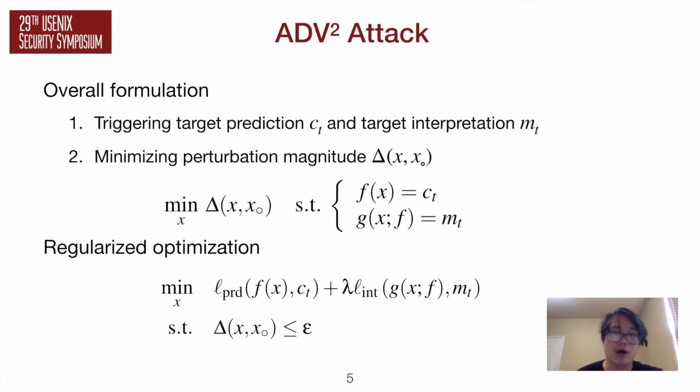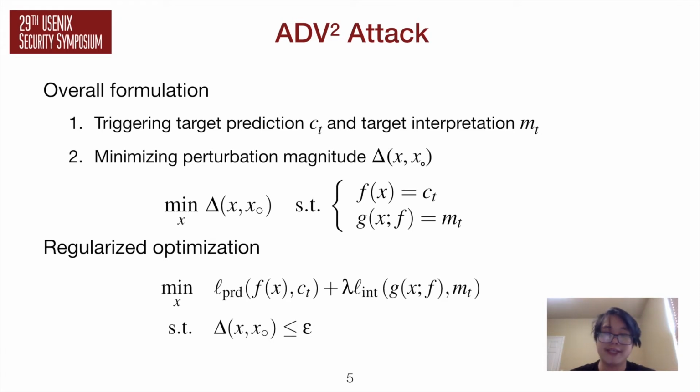Here we present the overall formulation of our ADV2 attack. The attacker crafts an adversarial input that triggers the target prediction CT and the target interpretation MT. We formulate the attack as a constrained optimization problem. We want to find an x that minimizes the magnitude of perturbation delta, such that f(x) is CT and g(x; f) is MT. It is hard to solve this problem directly, because it involves nonlinear deep neural networks and complicated interpretation algorithms. We cast it as a regularized optimization problem as below.